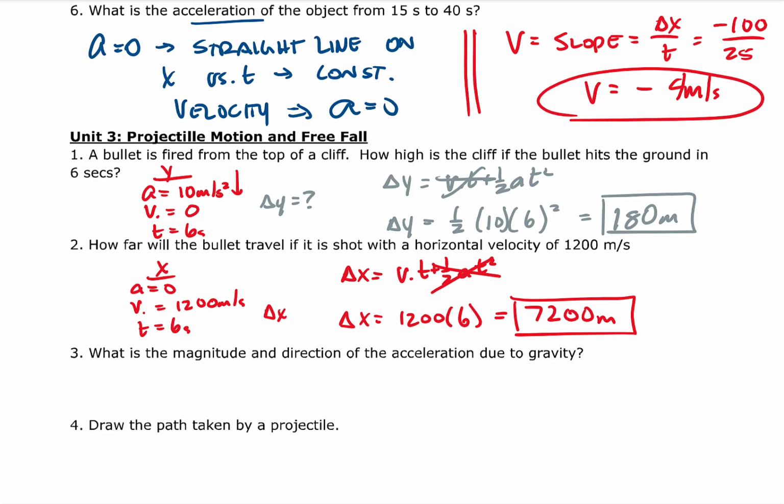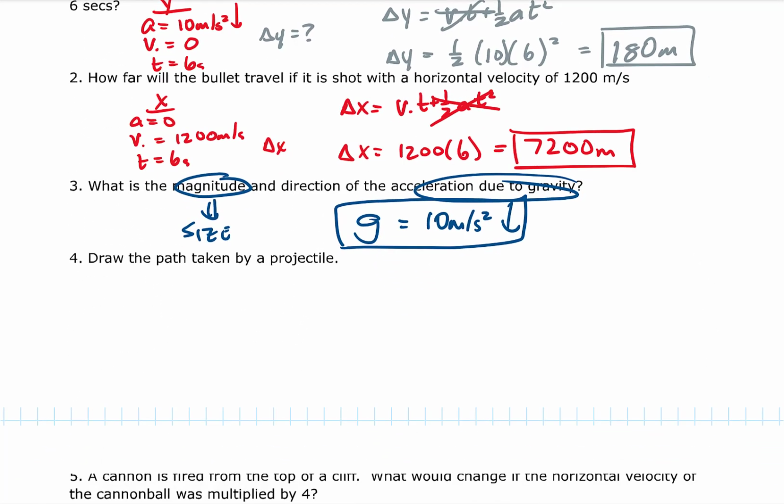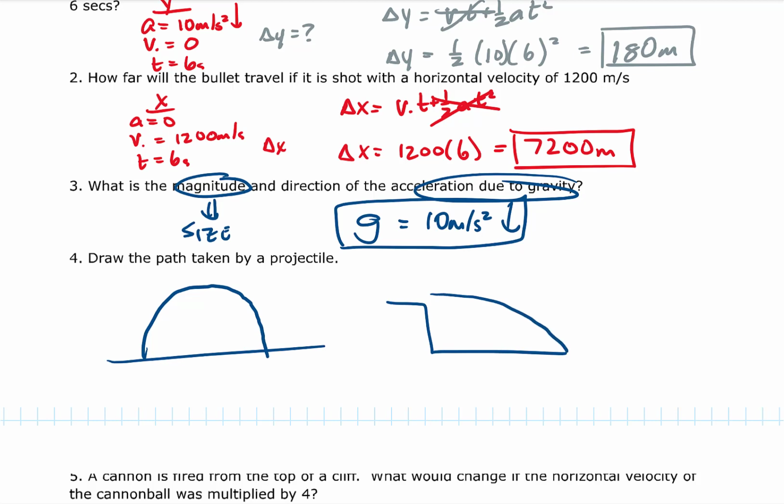What's the magnitude and direction of the acceleration due to gravity? Just as a reminder, magnitude just means size. Direction is direction. So for the acceleration due to gravity, g is 10 meters per second squared down towards the center of the earth every single time. Draw the path taken by a projectile. Well, if we shoot it up like that, it's going to be a parabola. If we fire it off of a cliff horizontally, it's going to be a parabola in that direction.